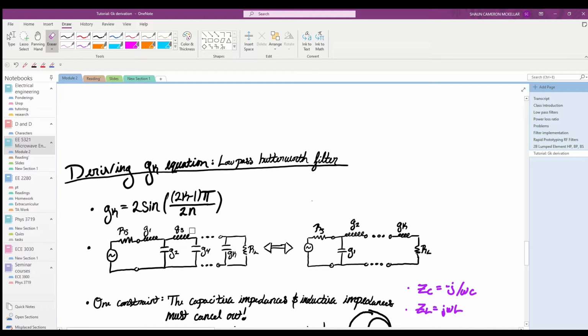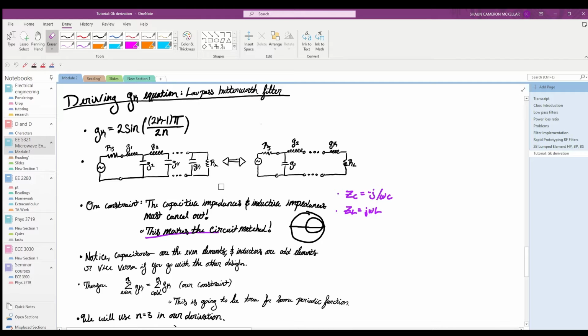So inside this filter here, you have k elements where the kth element is either an inductor or capacitor. And you can actually use either design, the one on the left or the one on the right, where the difference is the first element here is a capacitor, the first element here is an inductor. Alright, so now that we know a little bit about these ladder circuits and how to use this G sub k equation, let's just go right into the derivation.